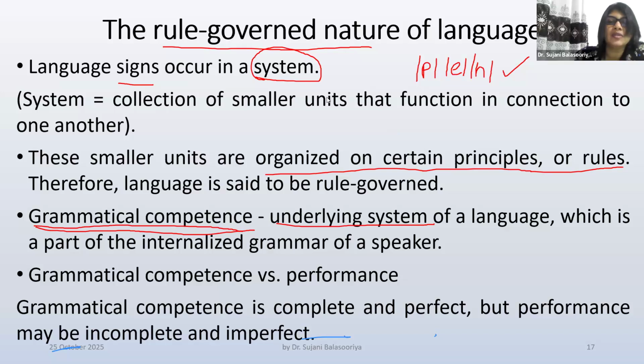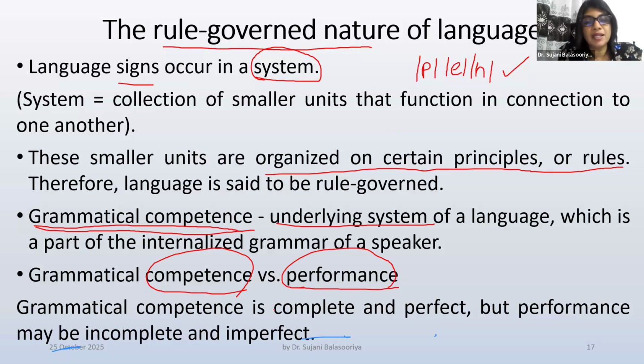Okay, right. So whenever we talk about the word competence, there's another word, performance. You can find it in the next point: grammatical competence versus performance. Now performance, what do you mean by this? These are two opposite terms actually, that is why you can find versus here. Competence versus performance.